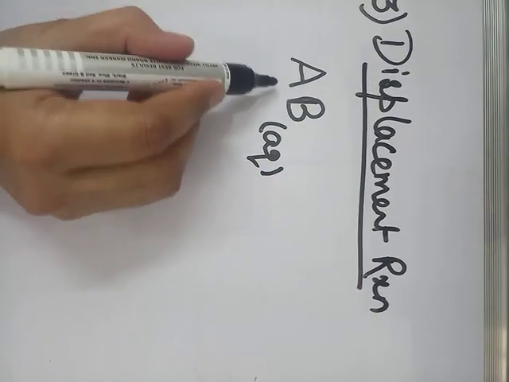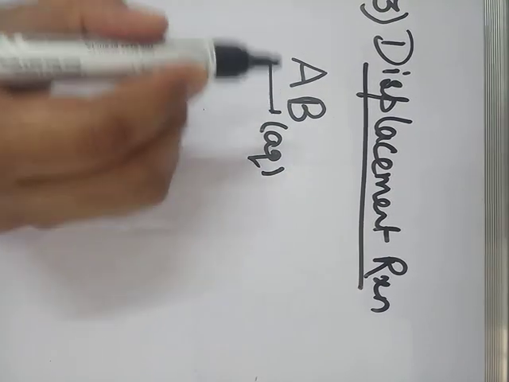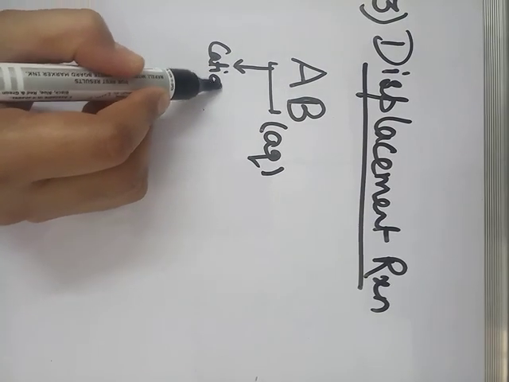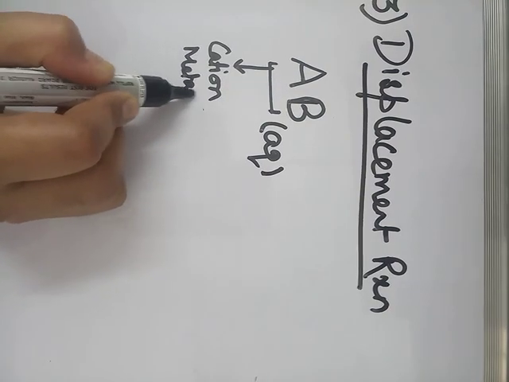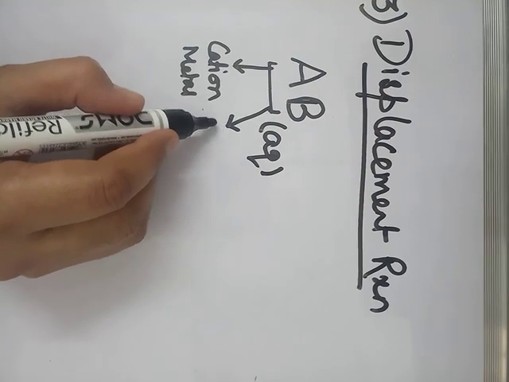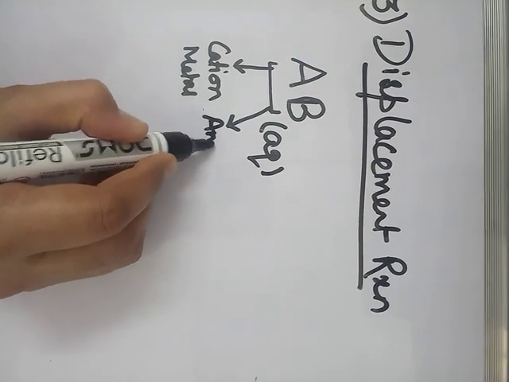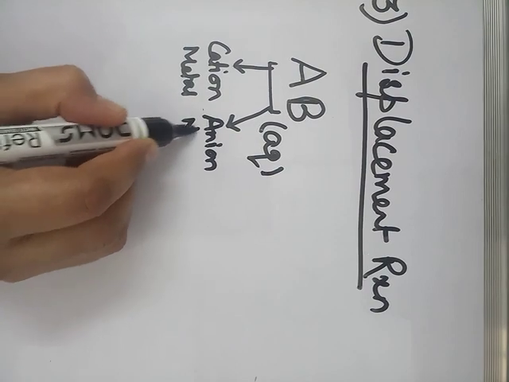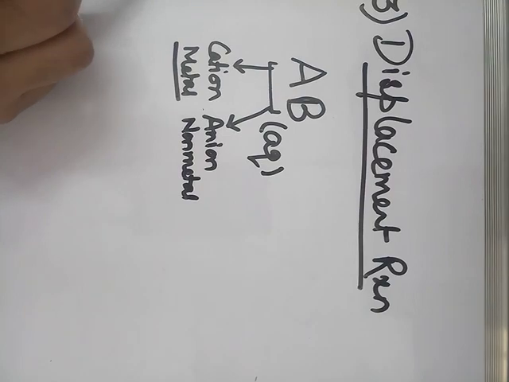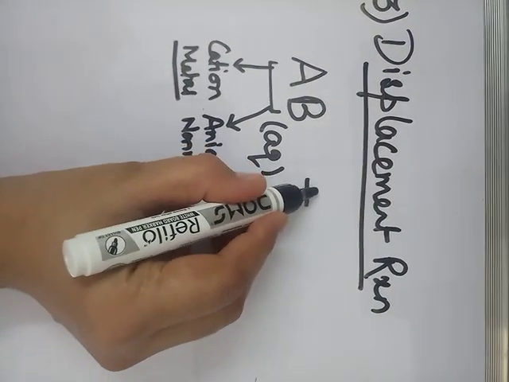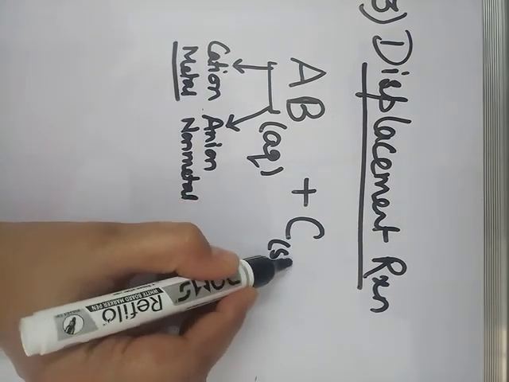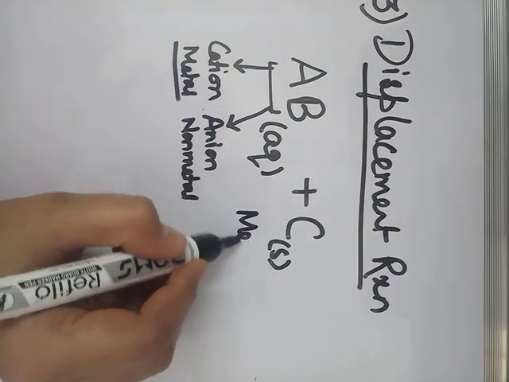Here, as we know by the sign conventions, the front part of the salt is the cation, which is a metal, and the second part or the last part of the salt is the anion, which is a non-metal. So metals are always written in the front of the salt. Now C is another metal which is taken in the solid form. So this is another metal.